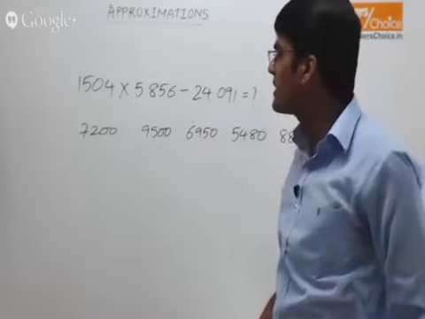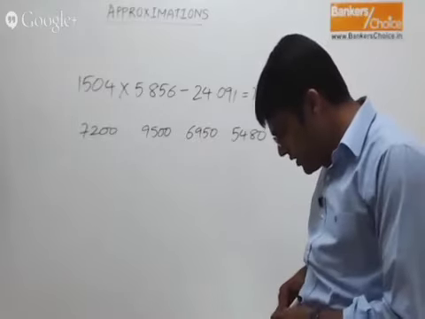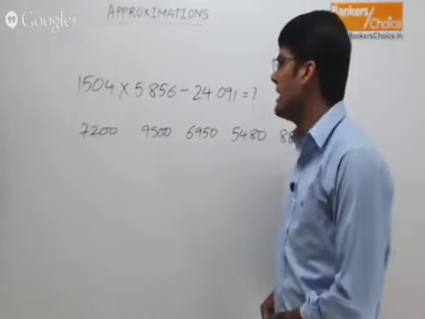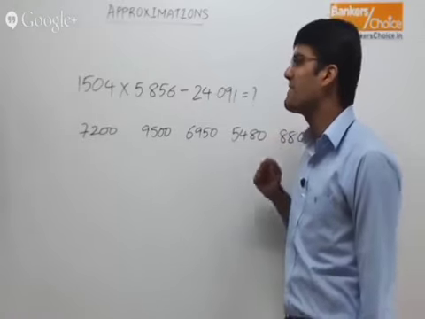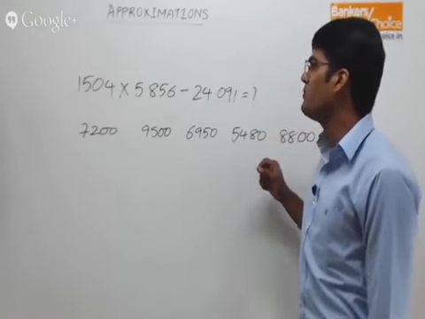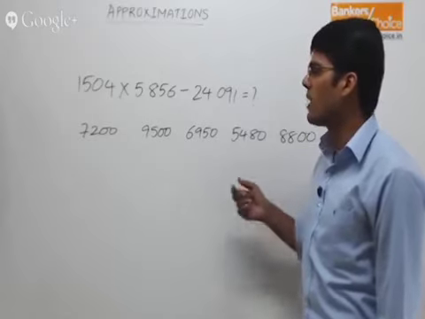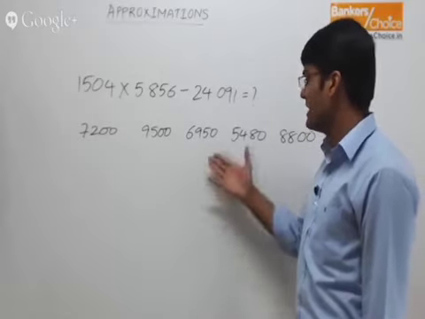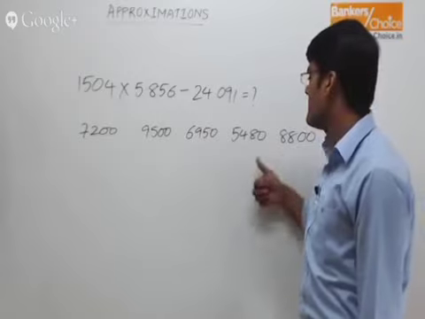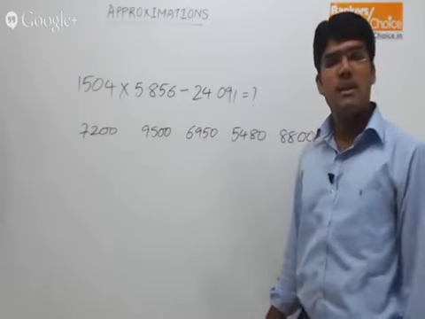So these are the options, right? The question here says 1504 into 5.856 minus 24.091 is equal to what? Options are 7,200, 9,500, 6,950, 5,480 and 8,800.